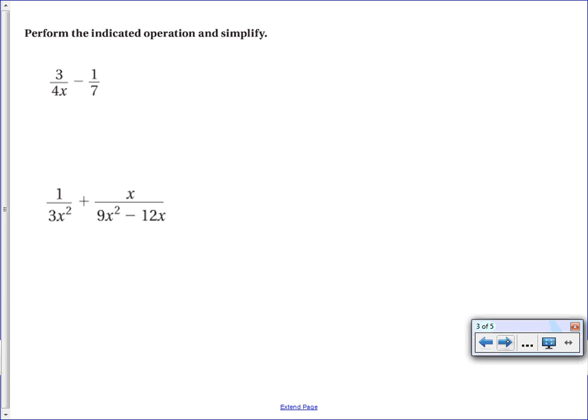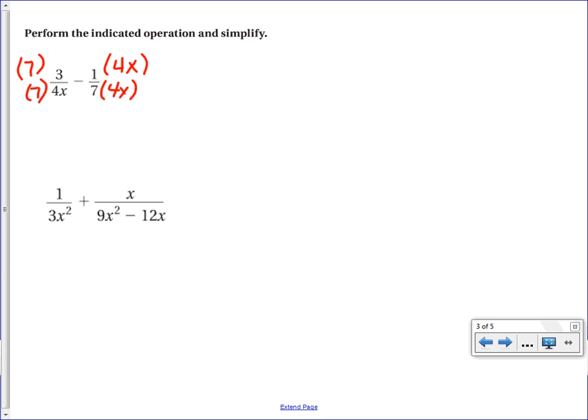What if the denominators are not the same? Okay, so in this first example, the first denominator is 4x, the other denominator is 7. This one needs to get a 7 multiplied by it, and this one needs to get a 4x multiplied by it, right? Whatever we do to the denominator, we'll do to the numerator of that same fraction. So this gets multiplied by 7 on top, and this gets multiplied by 4x on top.